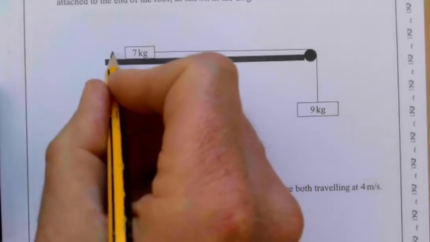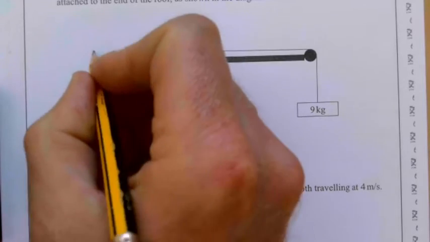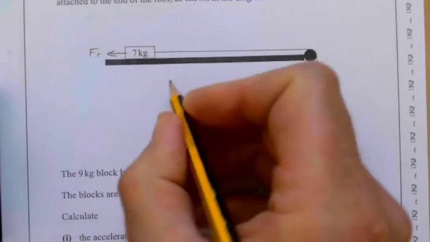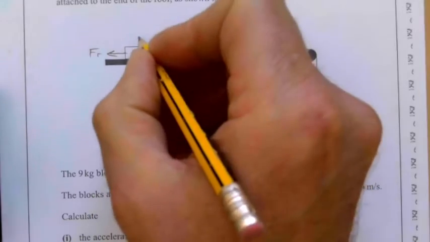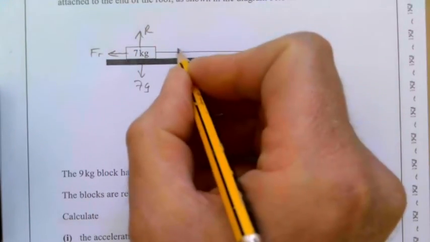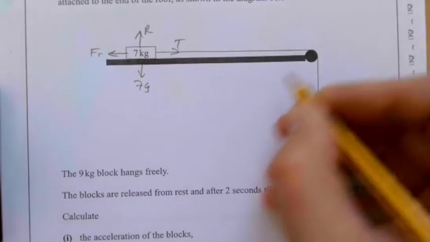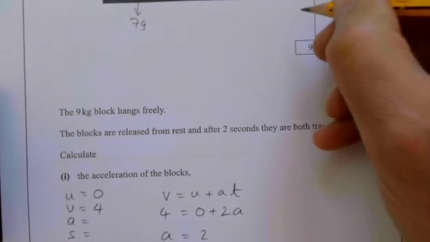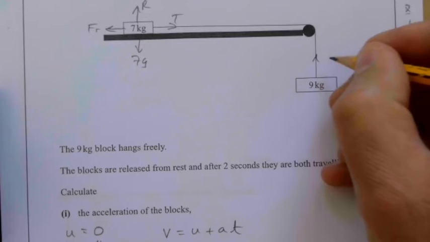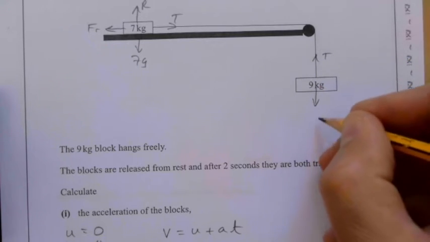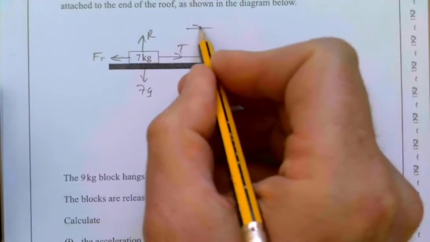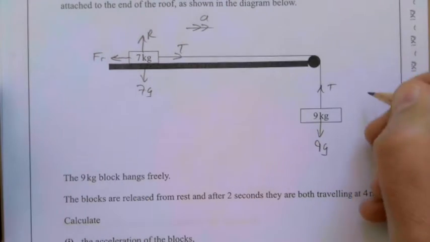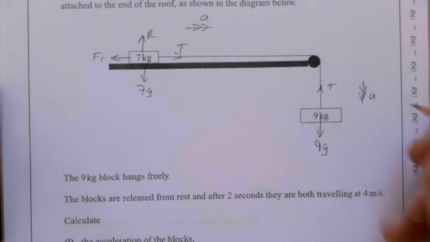This is a rough surface, so there's going to be a friction acting this way here. There is a 7g acting down. We don't always need to put that in. 7g, and then there's a normal reaction R. There's a tension coming out of this. There's things acting in the pulley, we'll leave those, we don't need them. There's a tension there, and then there's a 9g. And we also know the acceleration is going this way here, so we do our double arrow like that.